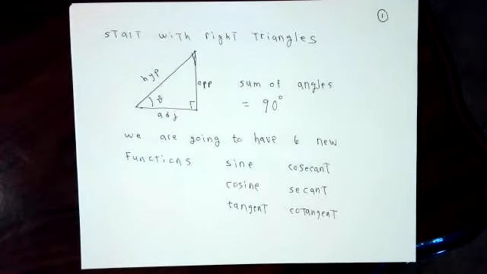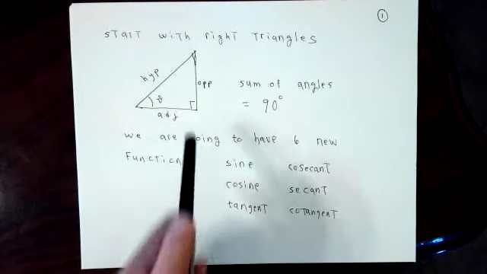Today, I'd like to start talking about the trig functions. And rather than do what your book does, I want to begin with right triangles because I think this is easier to understand. A right triangle is a triangle that has a right angle in it, a 90-degree angle.